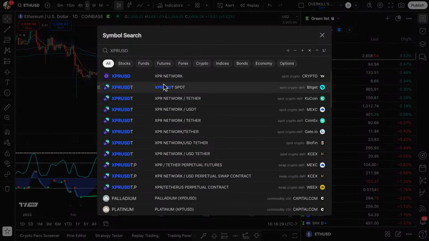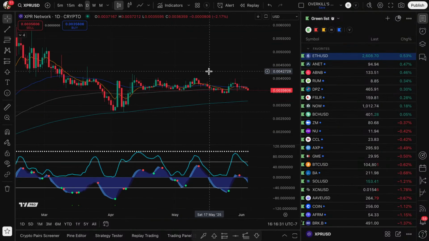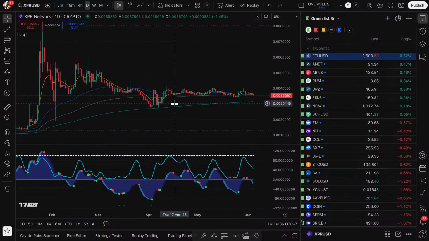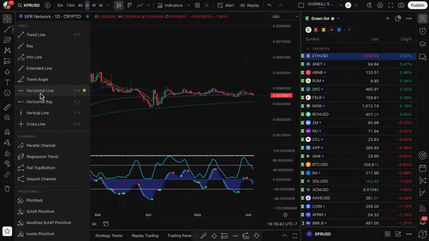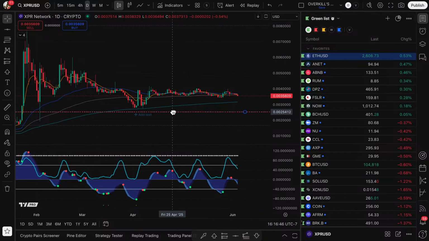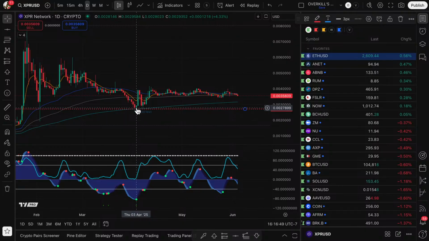XPR, the XPR network. This thing's just chopping around. It had a huge move up here, and now it's just consolidating. Again, it's stuck in a sideways phase. When things go sideways, they don't break out until the volume comes in. So I like it as long as it doesn't break down below these lows right here at 0.0027.